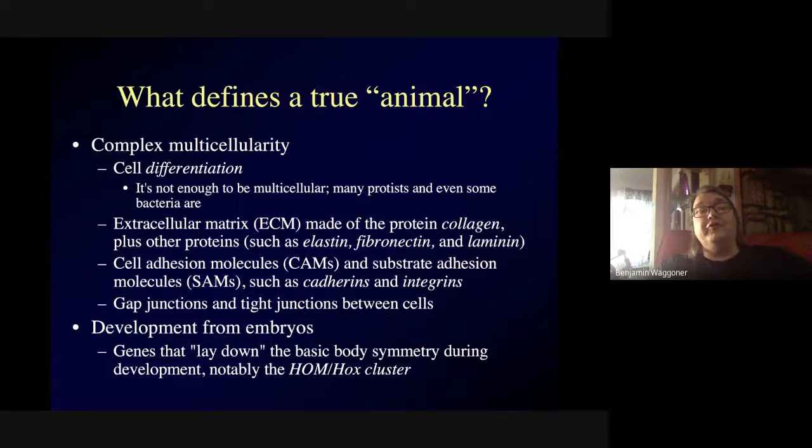The other thing that defines a true animal is they develop from embryos. And there's a set of genes that's active in all animals at a very early stage of development that's responsible for laying down the basic symmetry of the body. Which end is the head, which end is the butt, which end is dorsal, the back, which end is ventral, the belly, where along the body axis are you going to put whatever organs or structures you're laying down. The genes that do that are called homeotic genes, and there's several different groups of homeotic genes. One of the best known is known as the HOM-HOX cluster.